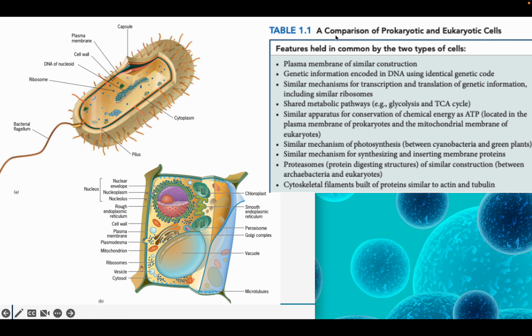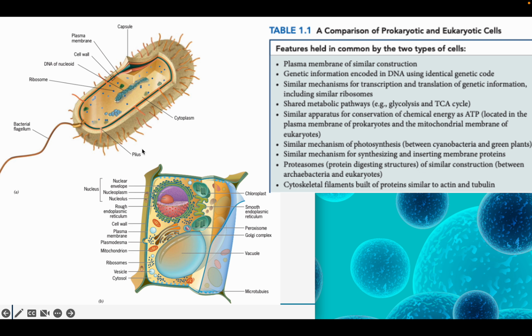Here in this table are the common features of prokaryotic and eukaryotic cells. First is the plasma membrane. Both types of cells have a cell membrane. This cell membrane surrounds and encloses the cell, separating the internal environment from its external surroundings. The cell membrane regulates the passage of substances in and out of the cell.